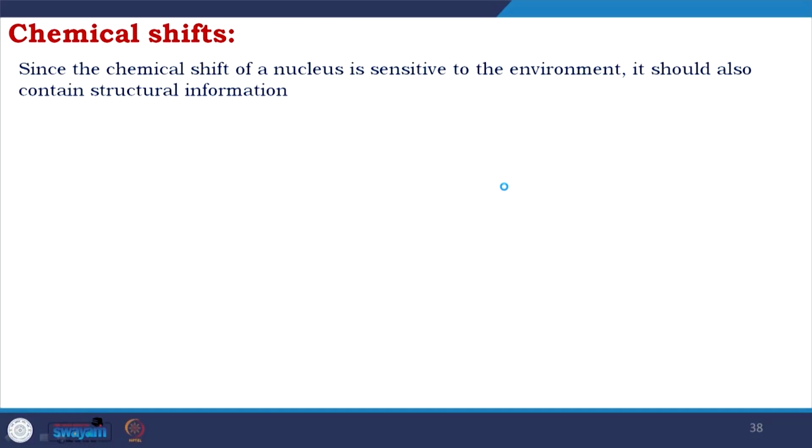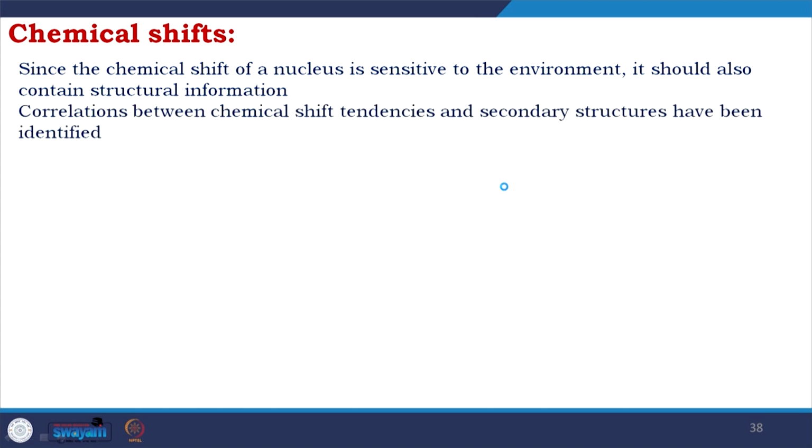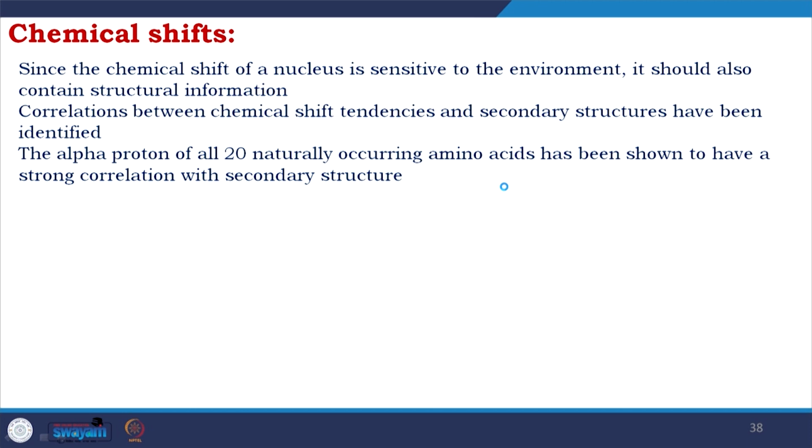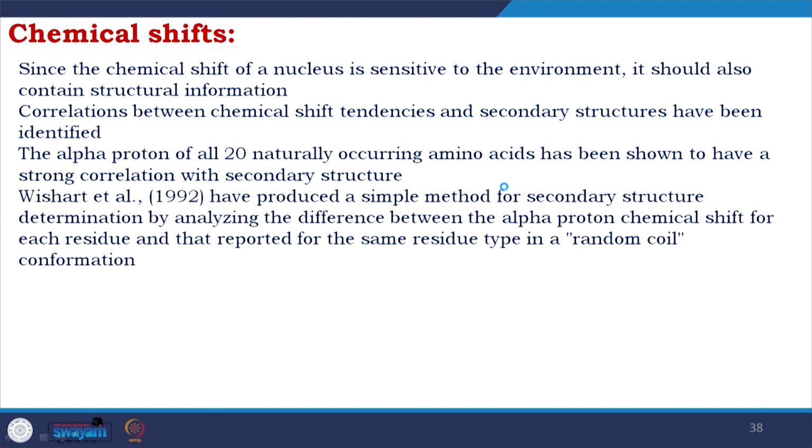Chemical shifts, as we have already discussed in detail, have a very important role. Since the chemical shift of a nucleus is sensitive to the environment, it should also contain structural information. Correlation between chemical shift tendencies and secondary structures have been identified. The alpha proton of all 20 naturally occurring amino acids has been shown to have a strong correlation with the secondary structure. Wishart et al. have produced a simple method for secondary structure determination by analyzing the difference between the alpha proton's chemical shift for each residue and that reported for the same residue type in a random coil.